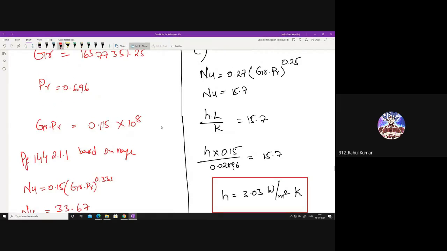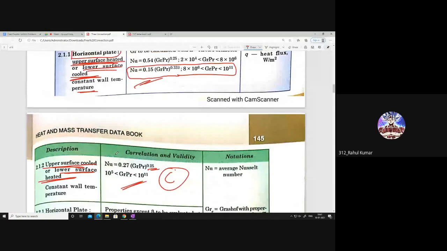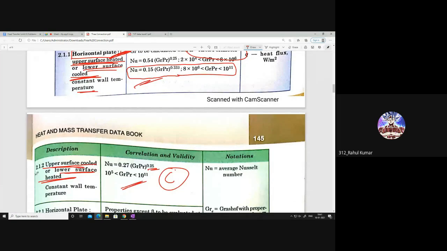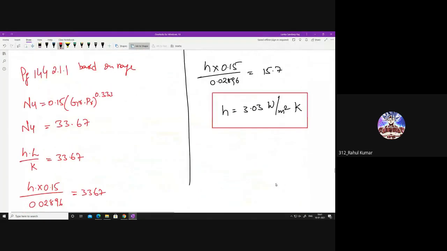Sir, which L should we take, sir? Which one will you take? First tell me. The second one only you have to take, because here in the data book, this instruction is valid. L is equal to this one is valid for the horizontal plate. So since it is horizontal here also, you will make use of that L only. The second one you have to make use of. Is that clear? Yes, sir. Yeah. Thank you. So now h is clear.